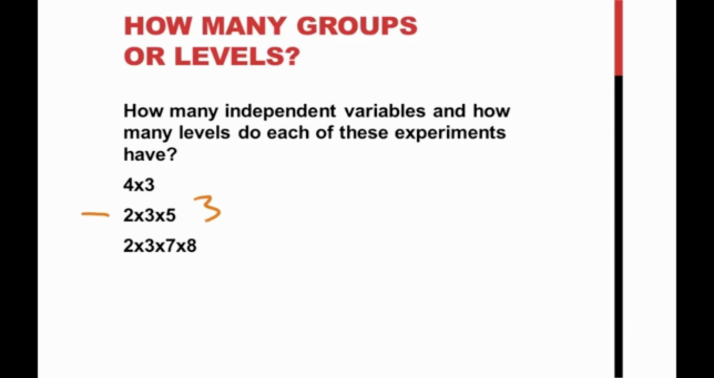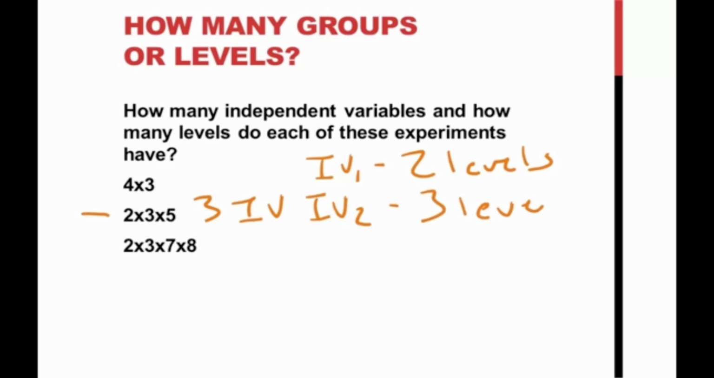We have 3 independent variables in this example. The first independent variable here has 2 levels. The second independent variable here has 3 levels, while our third independent variable has 5 levels.